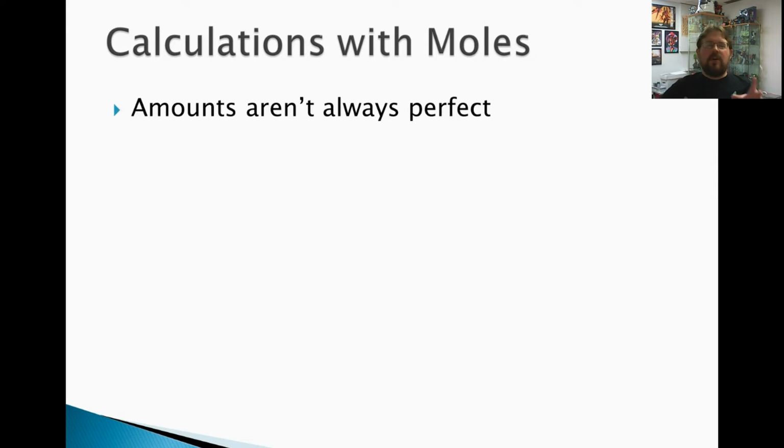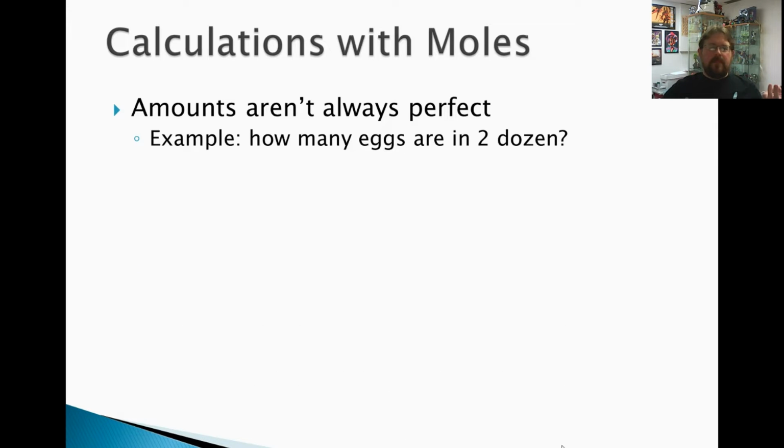So amounts aren't always perfect. You're not always going to have, say, exactly a dozen, or in the case of science, exactly a mole. When it comes to a dozen, think about it. How many eggs are in 2 dozen? Well, we know 1 dozen is 12, so how many in 2 dozen? Hopefully you said 24. You take 2 times the number in each dozen, which is 12. 2 times 12 is 24.